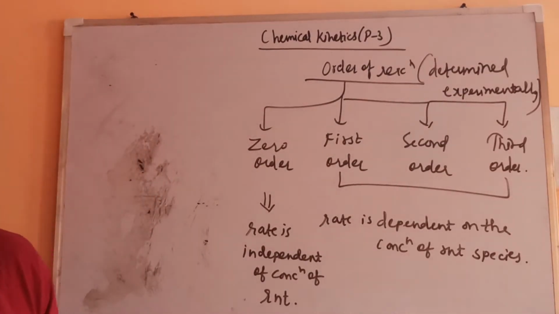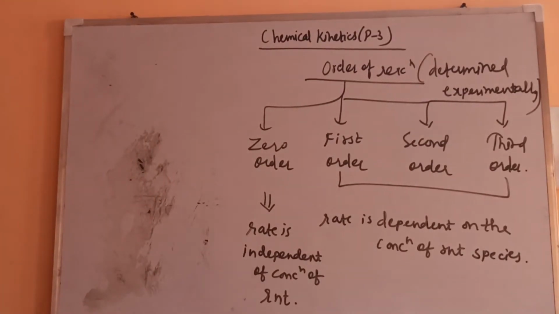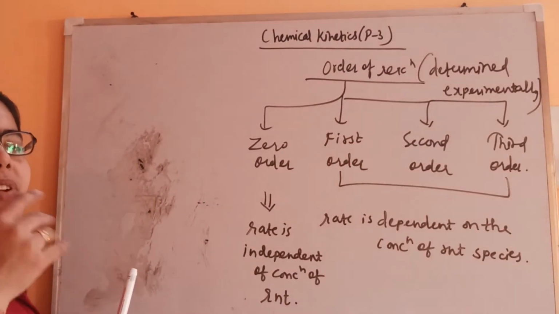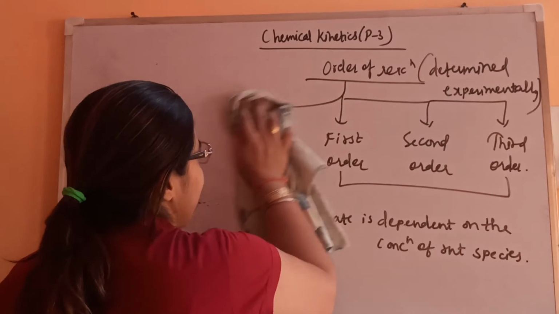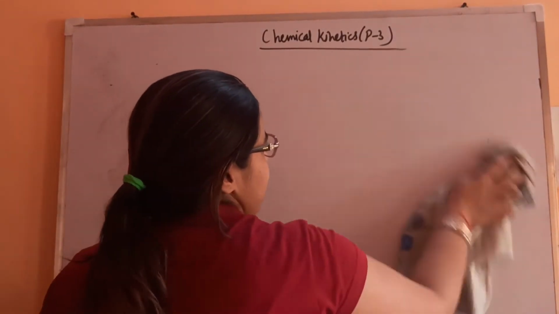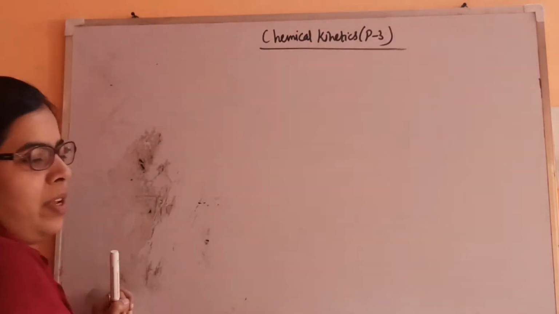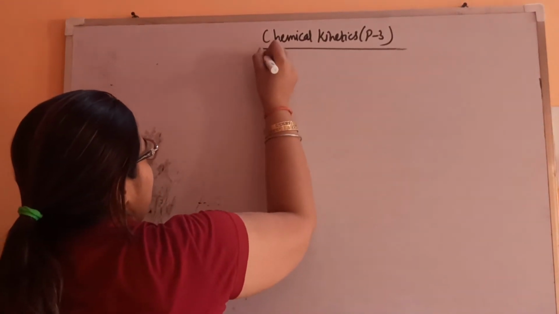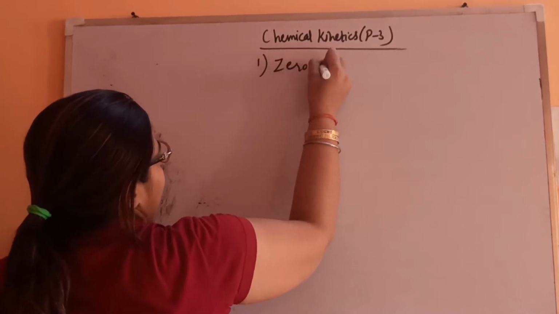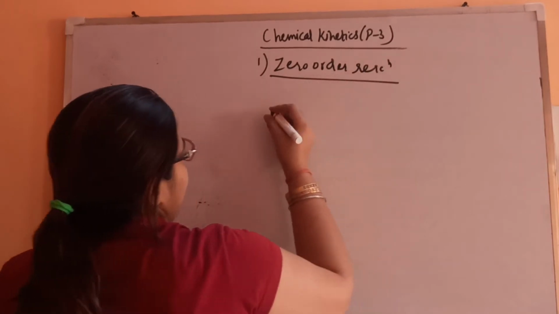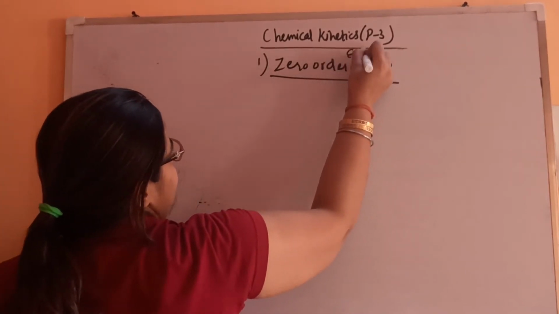What are the different examples of zero order? Examples are very, very important. They will come directly in the exam: give an example of first order, give an example of zero order, like that. Then we'll see the units of rate constant for the different orders of reaction. So first is zero order reaction. The topic is examples.